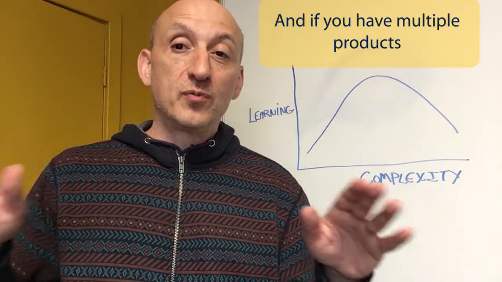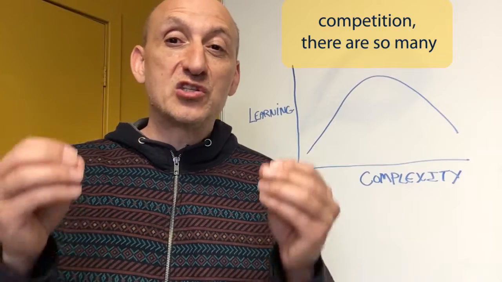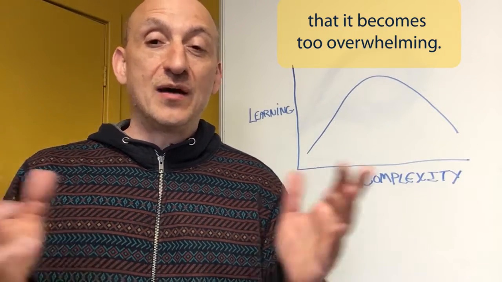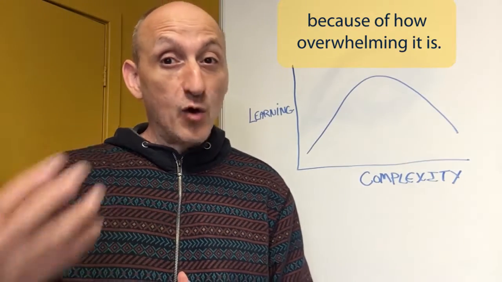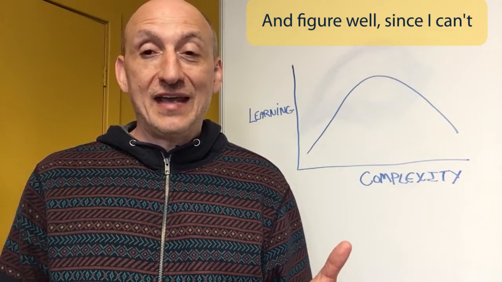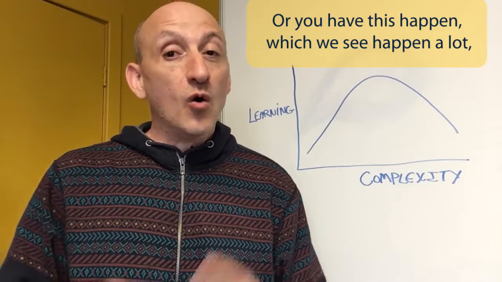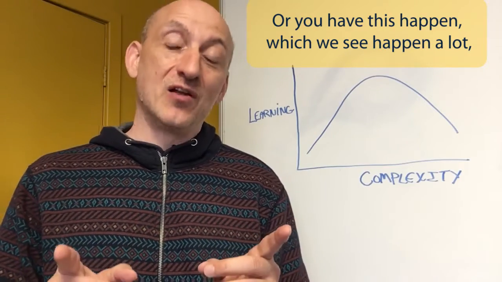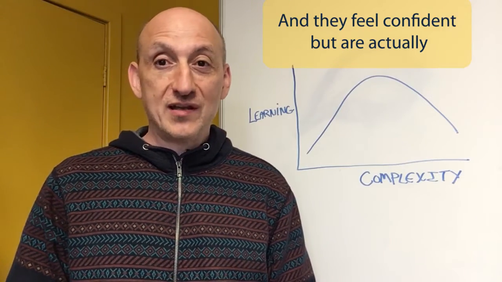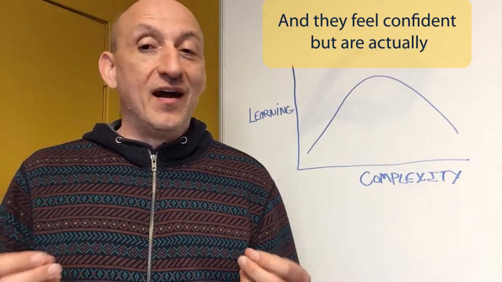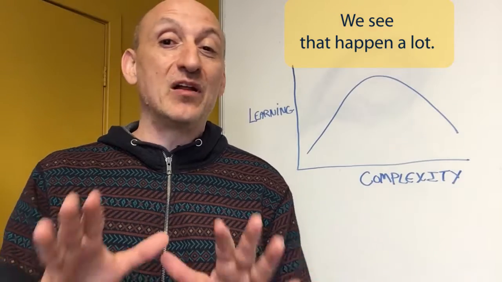If you have multiple products with multiple price points in a head-to-head multiplayer competition, there are so many variables at play that it becomes too overwhelming. Either a student will become disengaged because of how overwhelming it is and figure, well, since I can't understand cause and effect, I'm just going to make whatever decisions I'm going to make and hope for the best. Or you'll have this happen, which we see a lot: students will make incorrect assumptions of how the simulation works, and they'll feel confident but are actually overconfident because their assumptions are incorrect. We see that happen a lot.